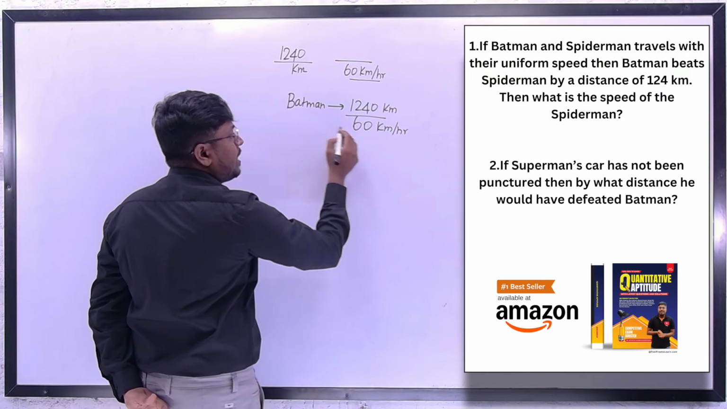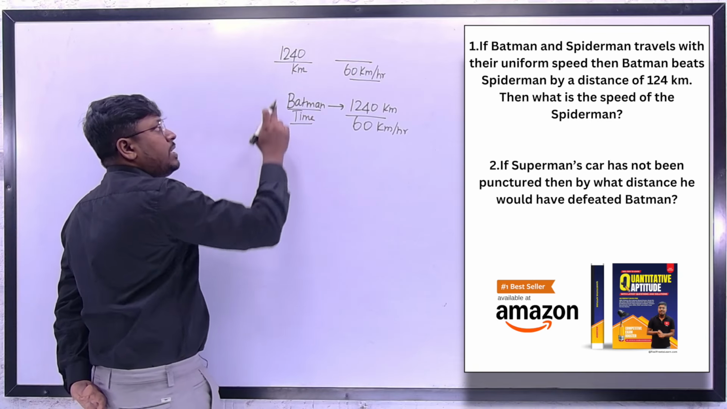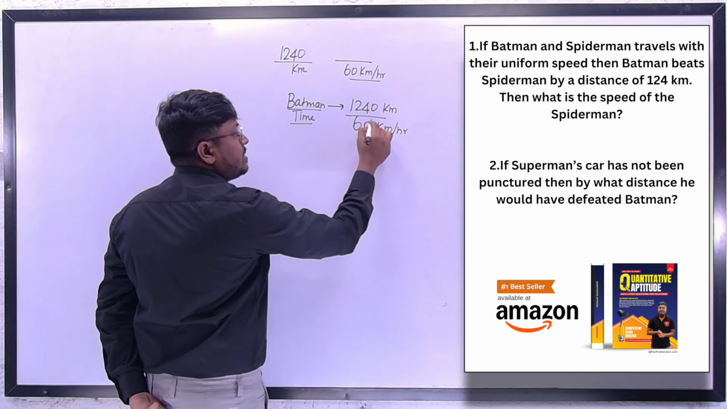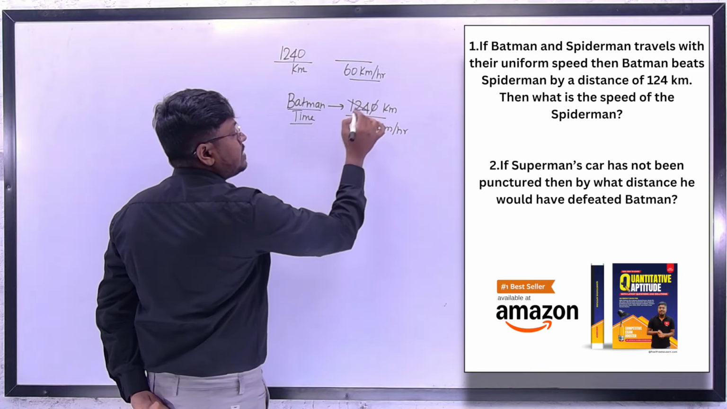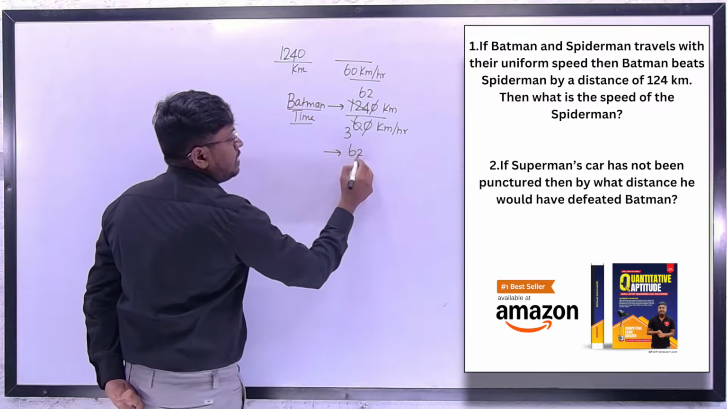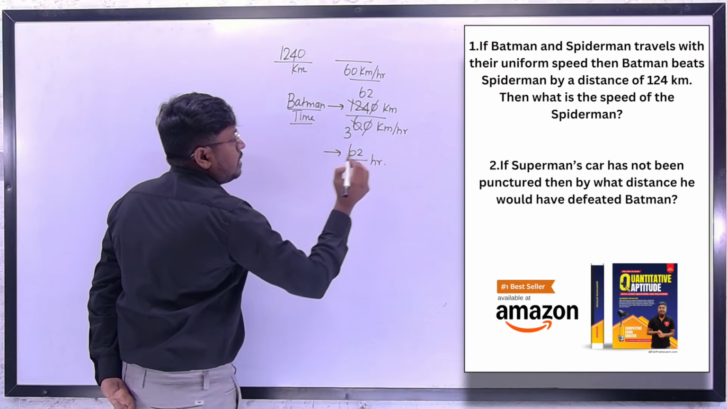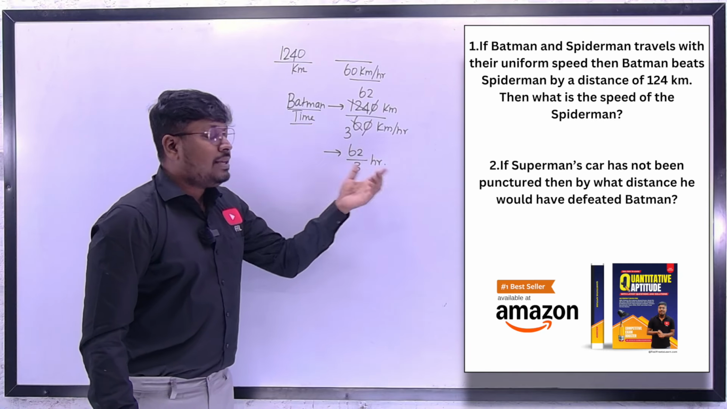So friends, understood or not? What I am calculating here is the time. So the time taken by the Batman to reach 1240 kilometers. So 0, 0, cancel it on 2 table. So this will be 3, cancel it on 2 table, 62. So that means the time taken by the Batman to reach 1240 is 62 by 3 hours.